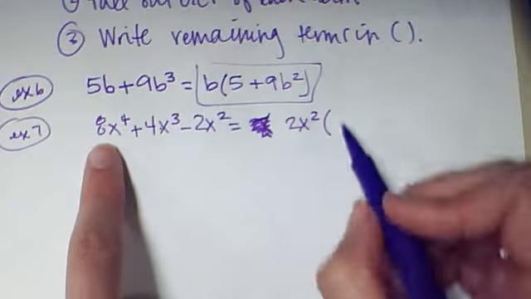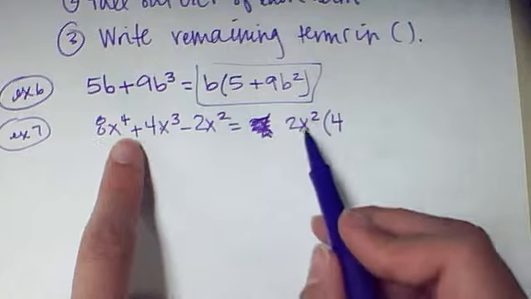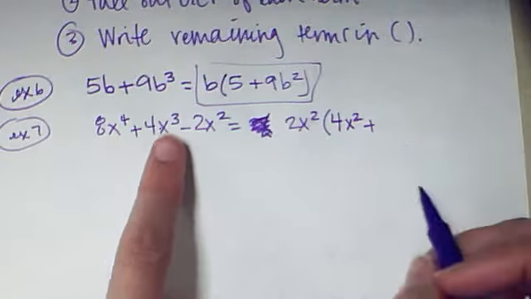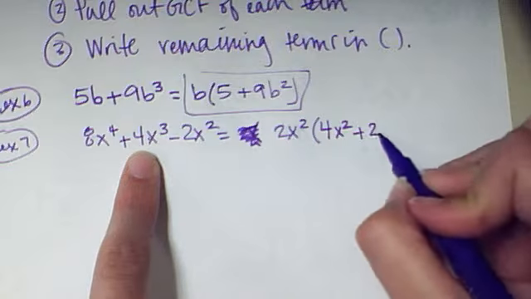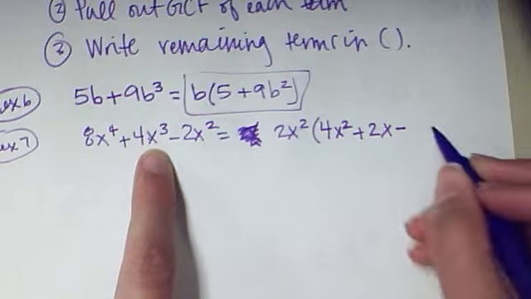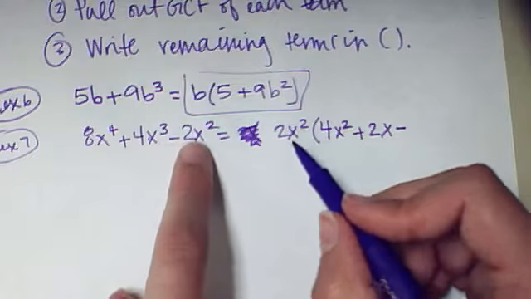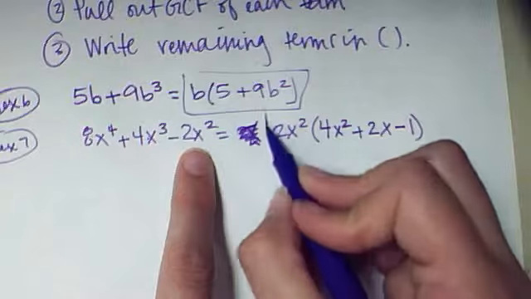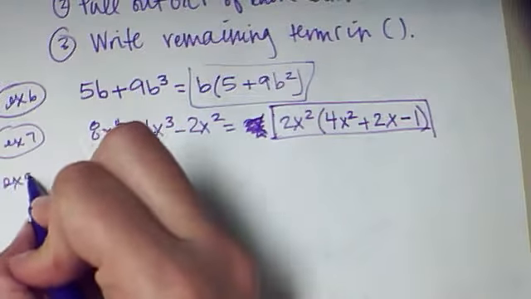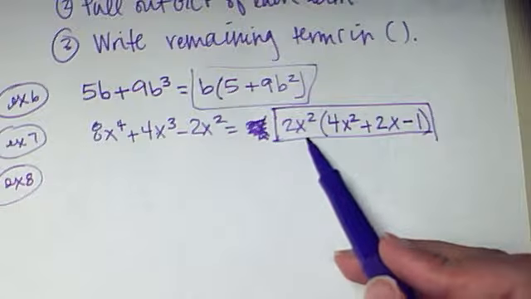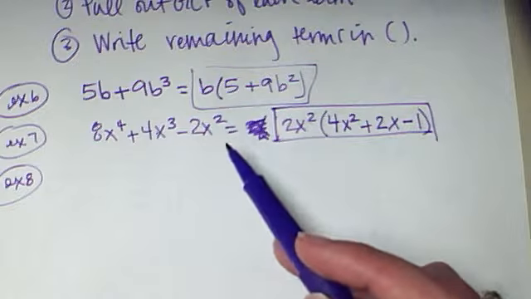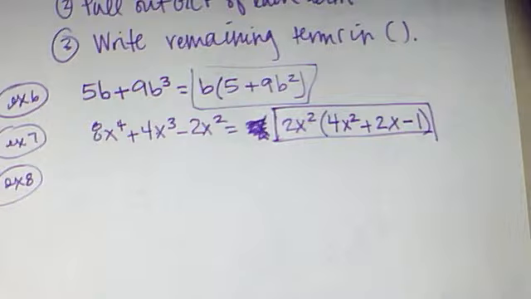Okay, 2 times what gives me 8? 2 times 4 gives me 8. I had 4, I took out 2. I've got 2 remaining. Plus, 2 times what gives me 4? That'd be 2. I had 3, I took out 2, I have 1 remaining. Minus, I took out that whole term. I took out the 2, I took out the x squared, so it's a 1. And that's it for that one. Again, if I wanted to distribute in my head, I could do that. 4 times 2 is 8, 2 times 2 is 4, 2 times negative 1 is negative 2, and that kind of double checks for me.